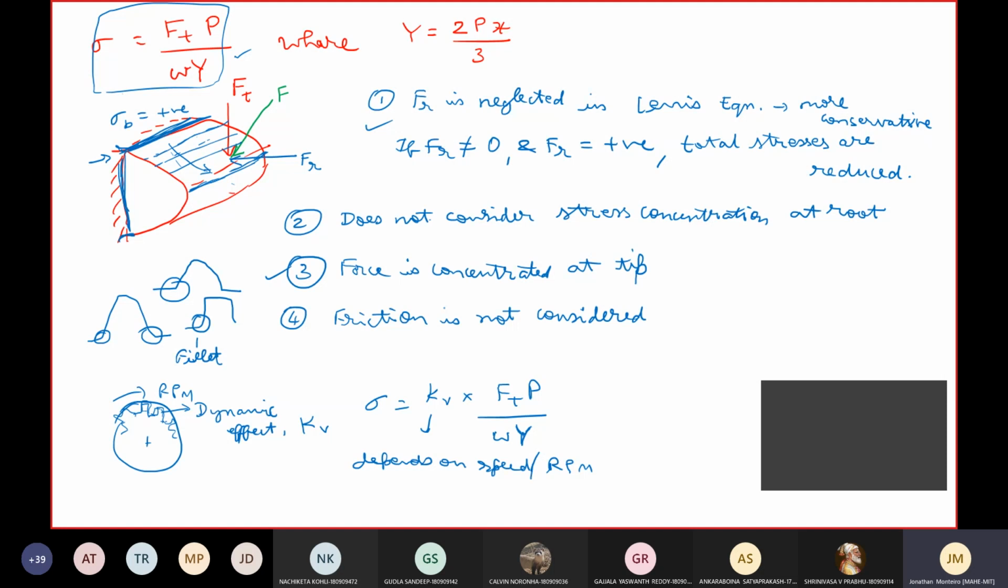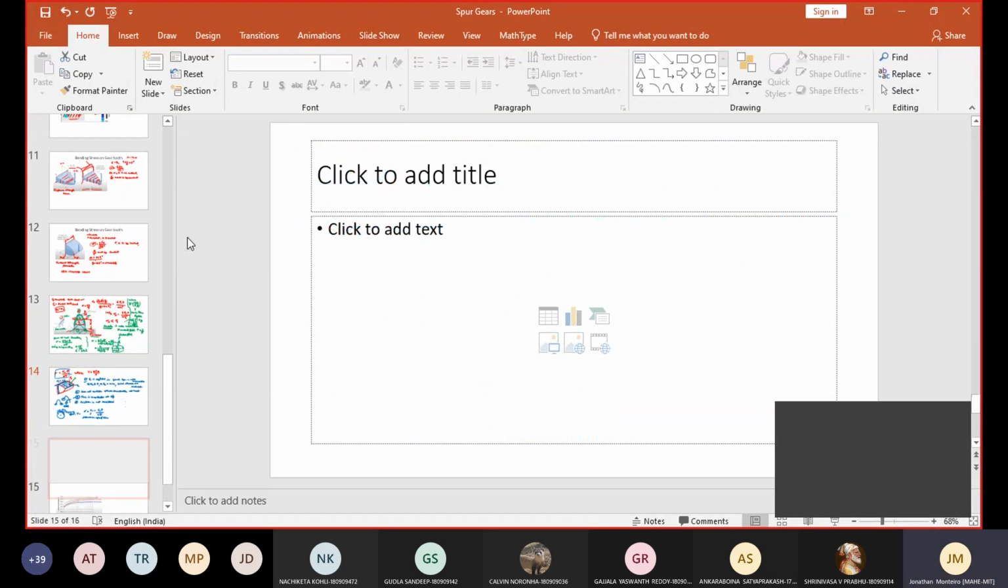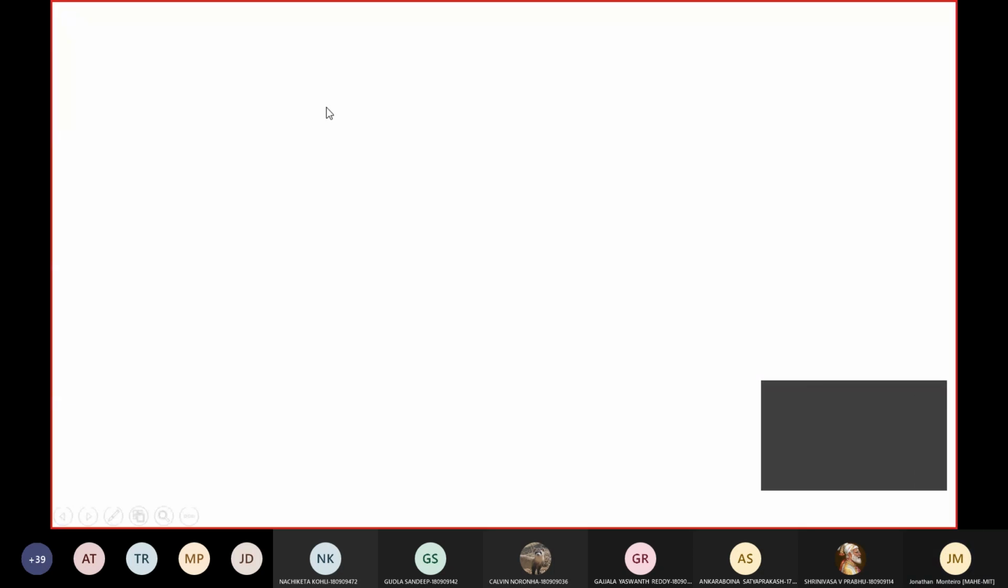Now one more small topic we'll discuss, a little bit about contact stress. We are not going to derive any equations here, but a little bit of information on contact stress. This may be helpful for you for your future projects also.